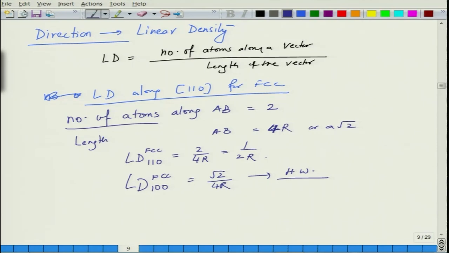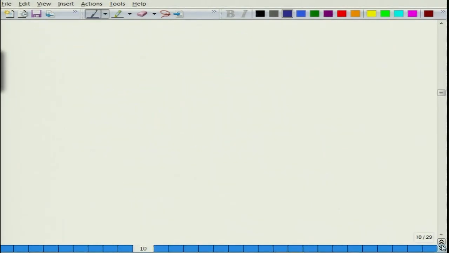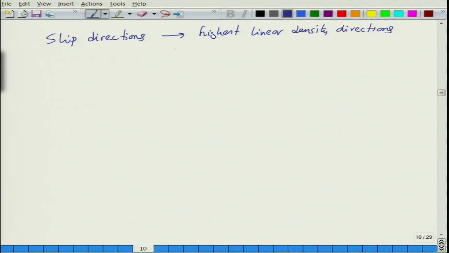So it turns out that using linear density you can find out the density of atoms along a particular vector, and you can find out the planar density. Essentially slip takes place on the planes and along the directions along which the density is the highest. So slip directions are highest linear density directions. They happen to be close packed directions.